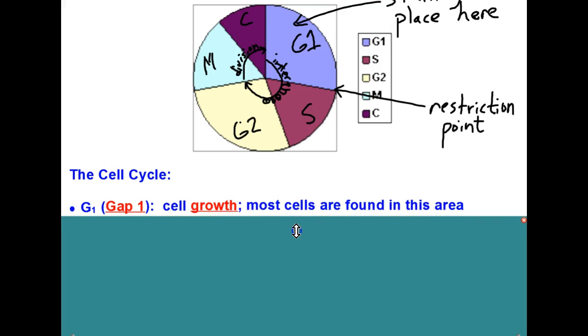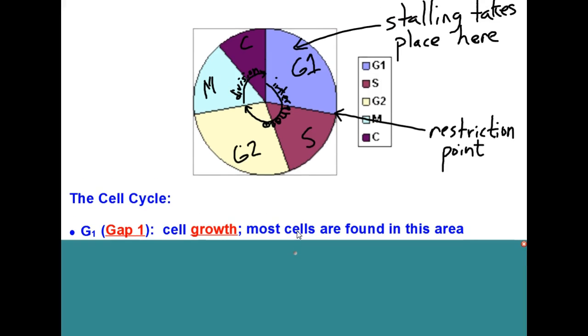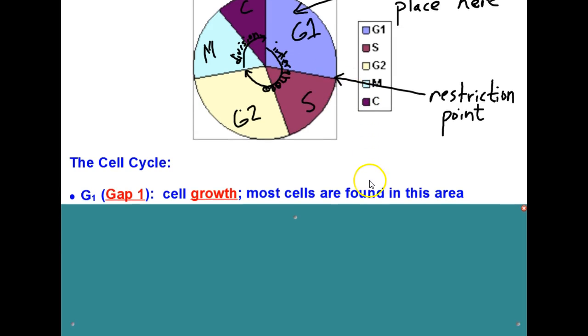G1 is the nickname for gap 1. This is where growth and normal cell processes occur, and most cells are found in this stage, gap 1 or G1. It is also important to note that cell stalling occurs in this stage. So you should label this as well, as I've done here in my diagram. In between G1 and S, this line represents the restriction point.